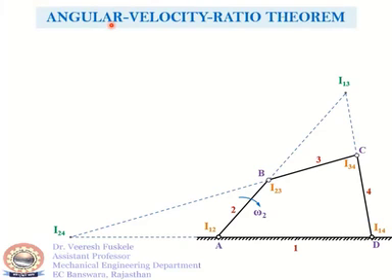For velocity analysis, let's say the angular velocity of the input link, say link 2, is given as omega 2. And our task is to determine the angular velocity of the other two links BC and CD, that is link 3 and link 4. So we need to find out omega 3 and omega 4. To do that, we carry out the velocity analysis as follows.